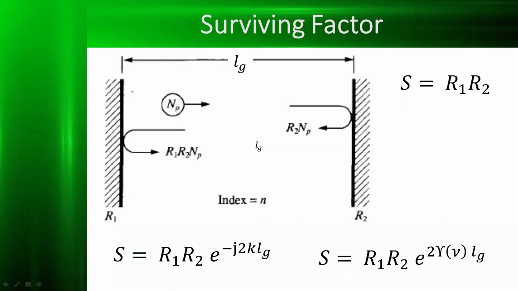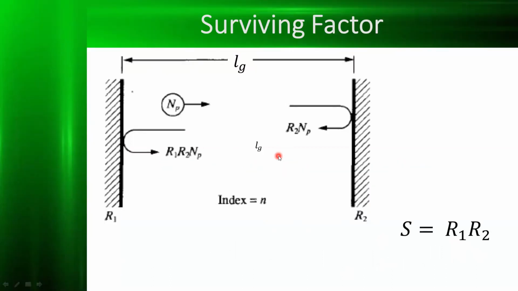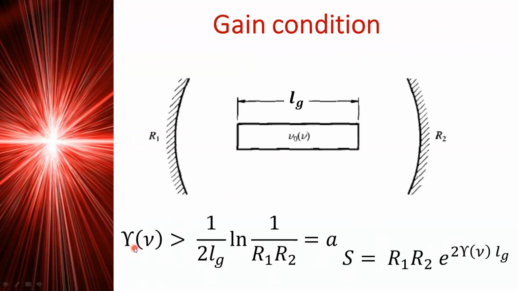So you need to have another system condition. So we have first a material condition represented in the relation between N2 and N1, and you have another system condition, which is that gamma should be greater than 0, but not only greater than 0, it should also be greater than 1 over 2 Lg ln 1 over R1 R2. So these are the 2 conditions you have to apply in order to ensure that your system is working as an amplification system.